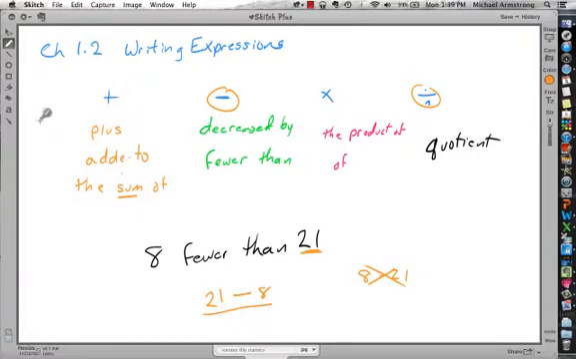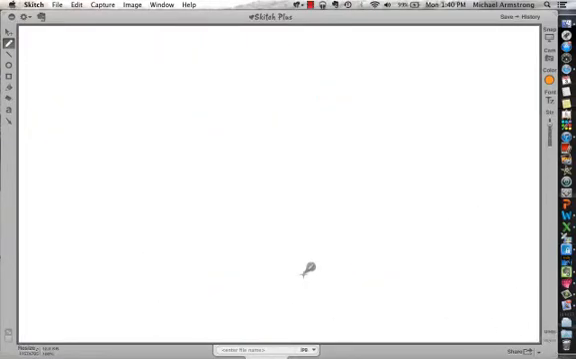With addition, 3 plus 5 is the same as 5 plus 3. And with multiplication, 3 times 5 is the same as 5 times 3. But with subtraction and division, you can tell that the answer is not the same when you flip the addends or the dividends or whatever. All right, let's look forward in the book a little bit.